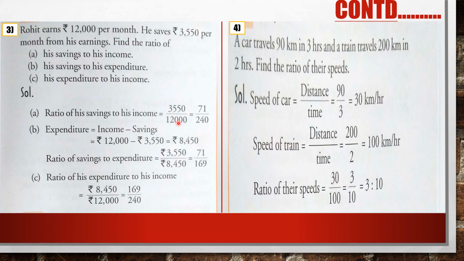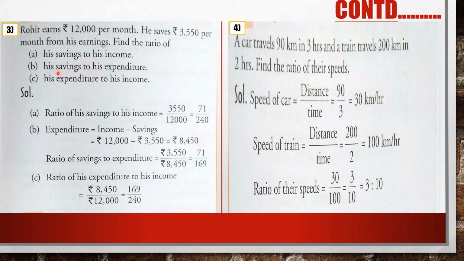HCF of 355 and 1200 is 5. So divide both numerator and denominator by 5. As 355 divided by 5 over 1200 divided by 5, we get 71 by 240. Hence the ratio of his saving to his income is 71 is to 240.